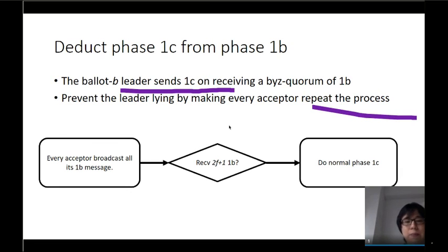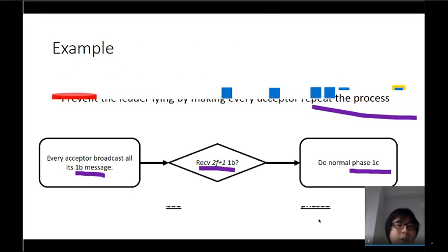So the way we do it is like this. Every acceptor will broadcast its phase 1B message instead of just replying to the leader acceptor. And if another acceptor receives a quorum of phase 1B messages, it can know which 1C is the real 1C. So when it receives a phase 1C message, it can do the deduction itself and see if this phase 1C message is legal.